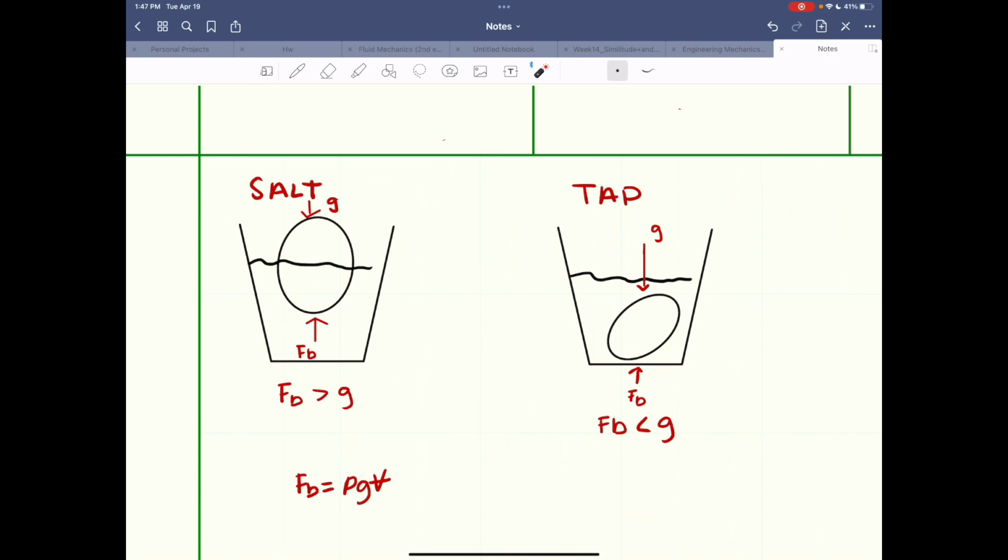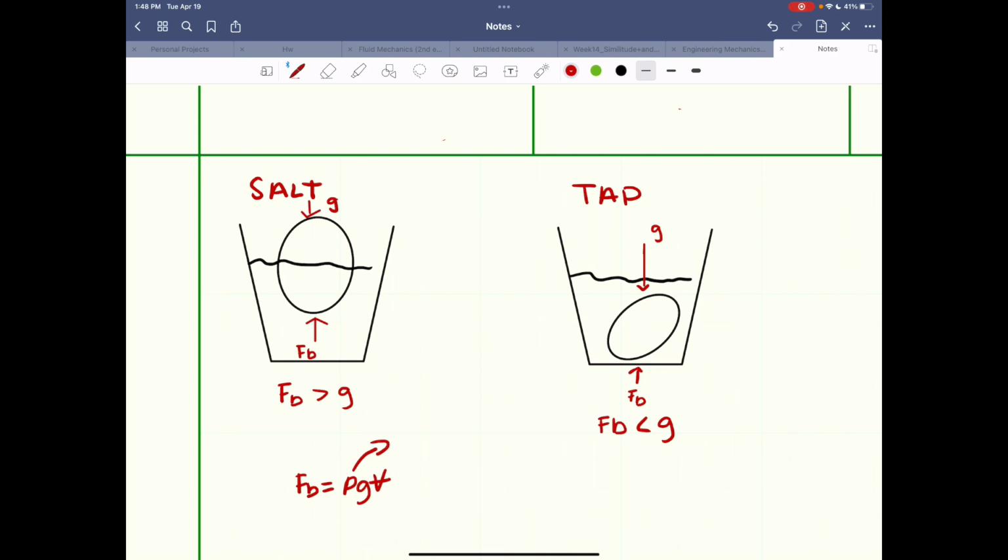But why does this happen? Why does adding salt to the water cause the buoyant force to be larger than gravity? We know that the force of gravity doesn't change. That's always going to remain the same. But the buoyant force is a product of density, gravity, and the volume of the fluid. In this particular demonstration, both of these cups had the same volume of water, but by adding salt, we change the density.